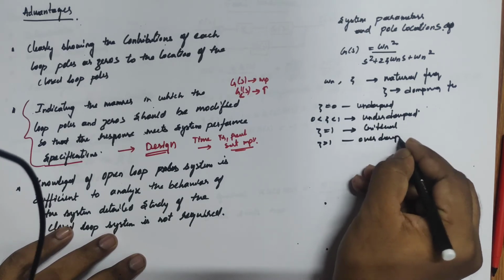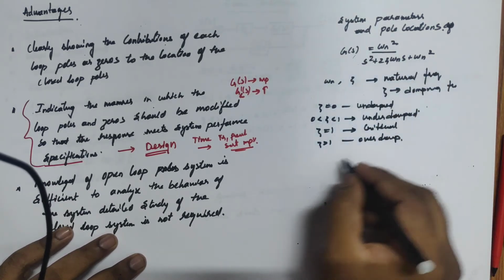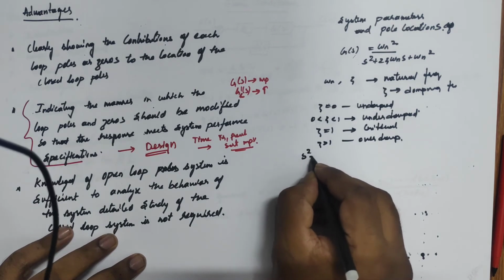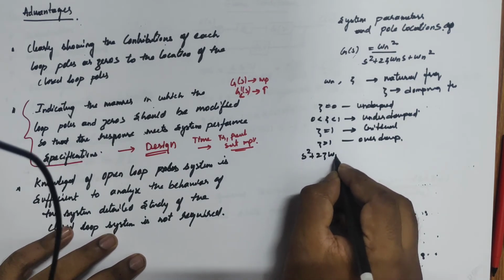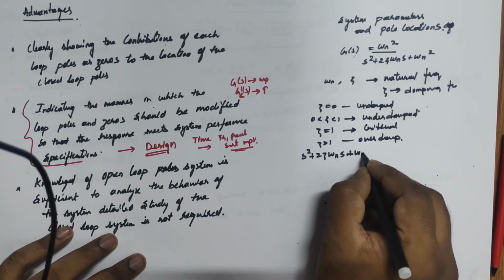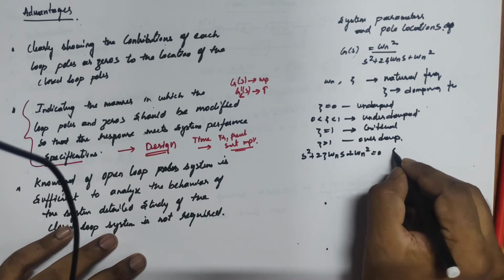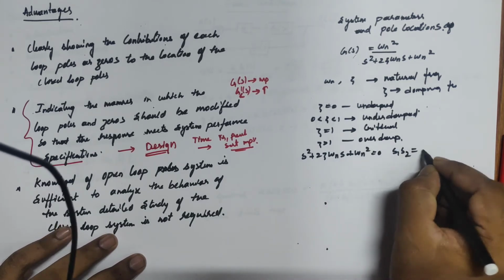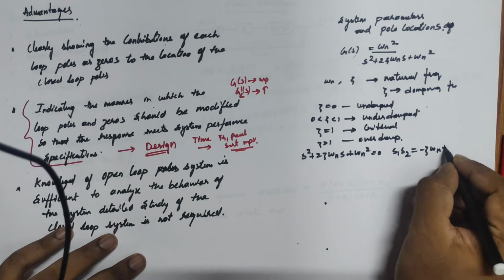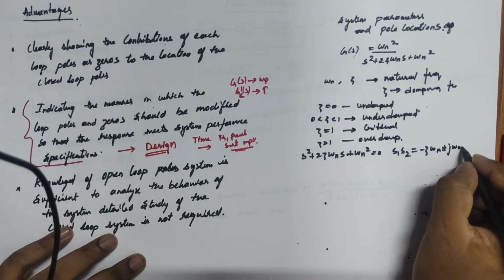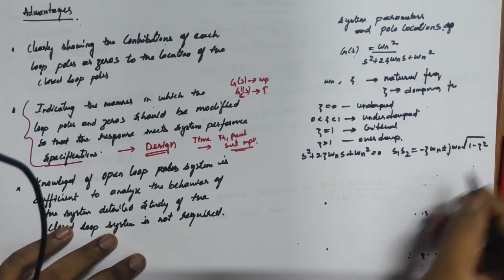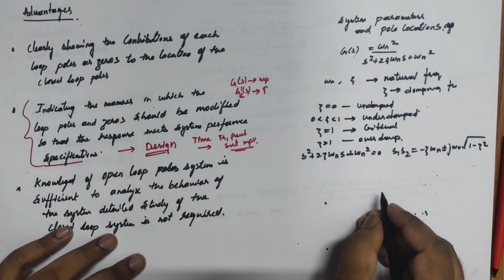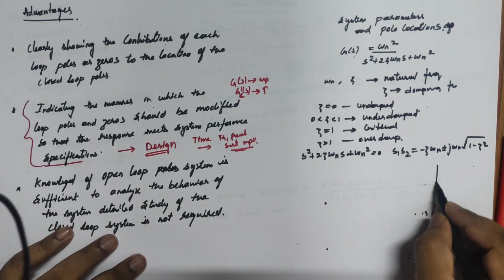The second order system has a characteristic equation. What is the characteristic equation? s square plus 2 zeta omega n s plus omega n square is my characteristic equation. Now what are the roots I have? s equal to minus zeta omega n plus or minus j omega n into root over 1 minus zeta square. If I wish to locate the root locus, I will do that.